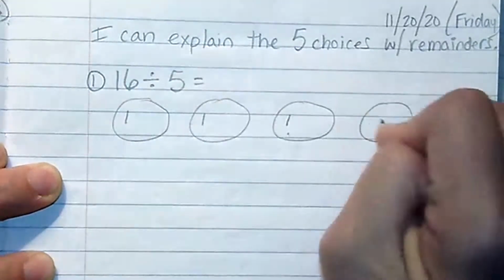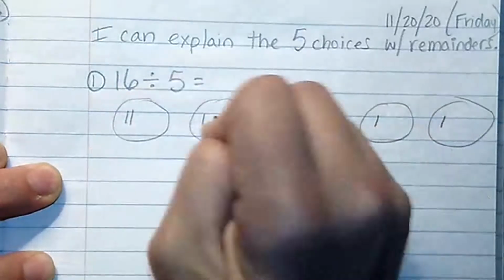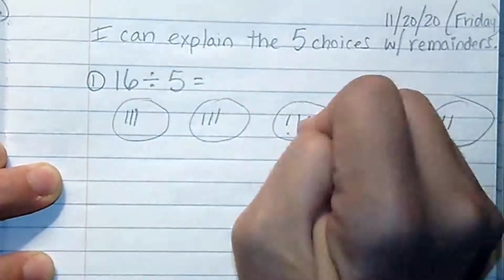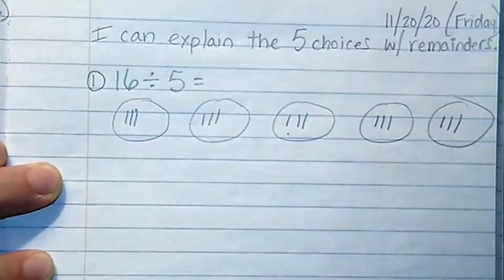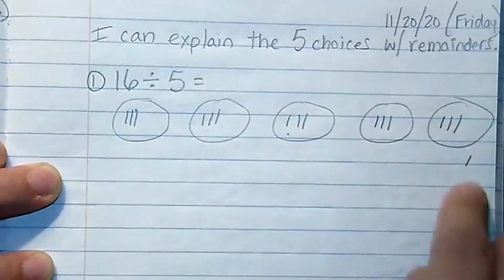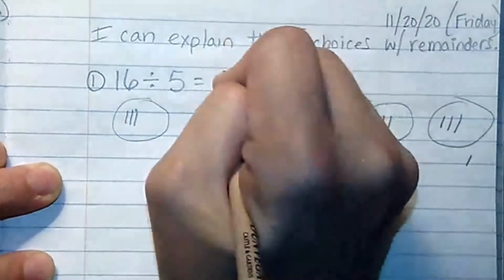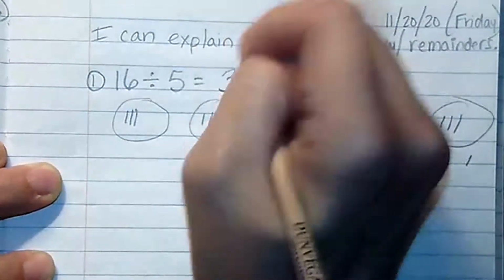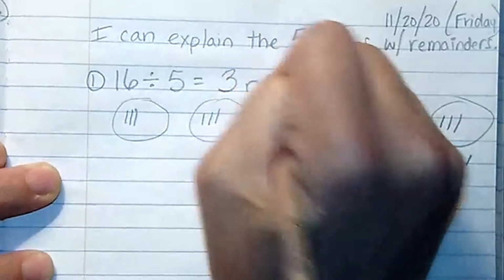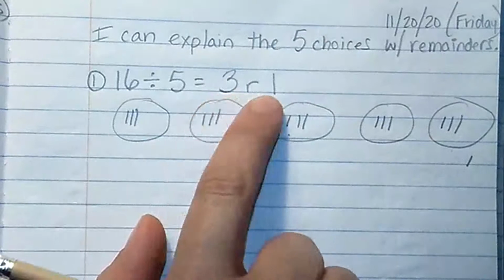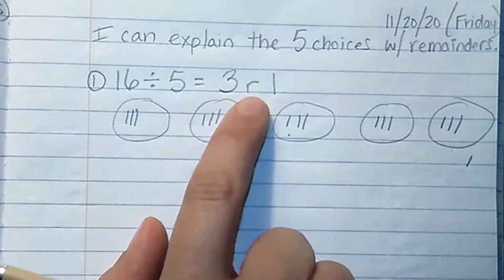1, 2, 3, 4, 5, 6, 7, 8, 9, 10, 11, 12, 13, 14, 15. I got 1 left over. So when I write my answer, I would say I have 3 with a remainder of 1. Okay. So this is an example of a quotient that has a remainder, right?